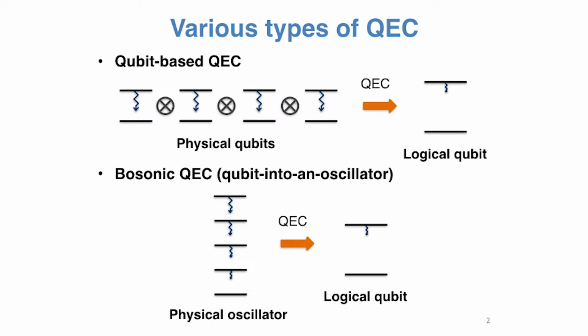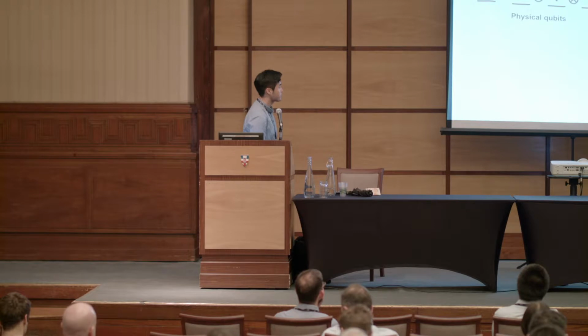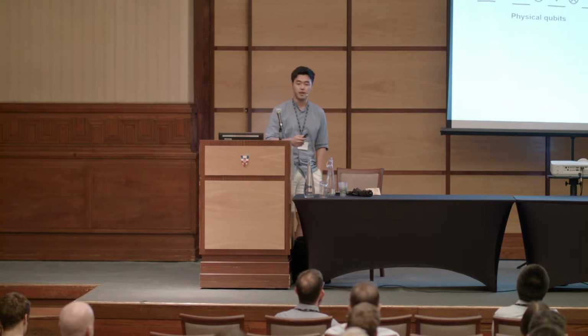So here's a brief summary of the various types of QEC. The most popular and most standard way to implement quantum error correction is, of course, qubit-based QEC, where we take many noisy physical qubits and then sacrifice some or most of them to define fewer but much better, much less noisy logical qubits. So that's the standard way of doing things.